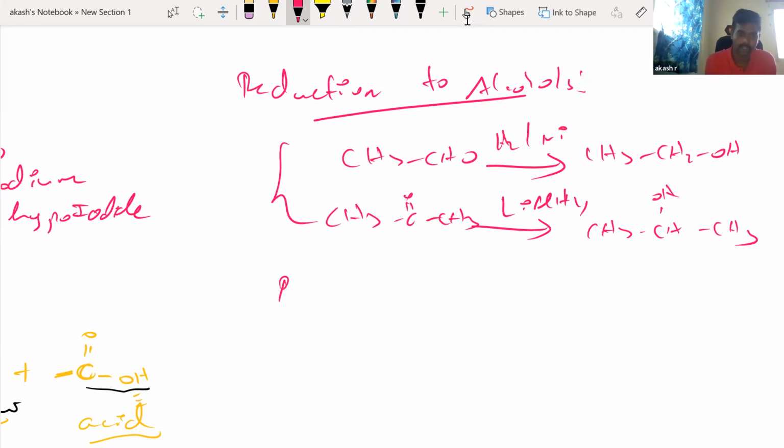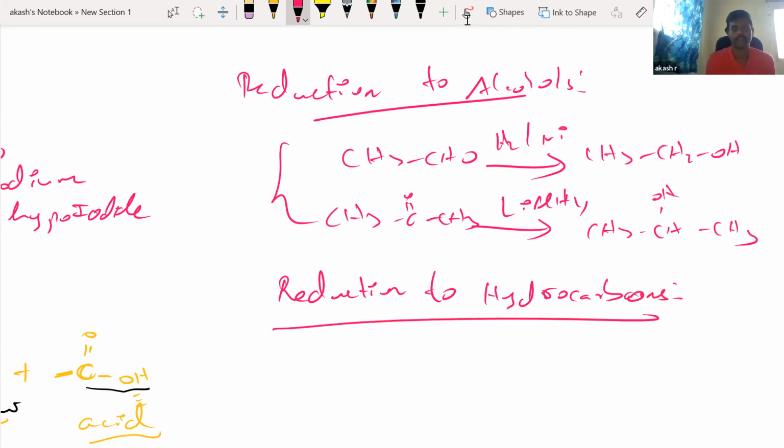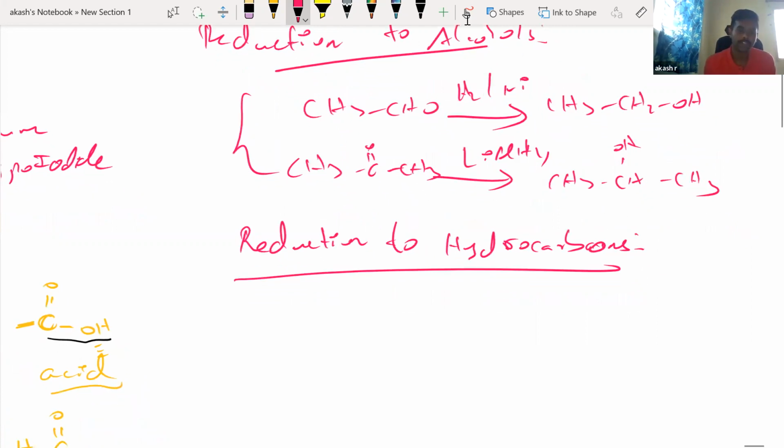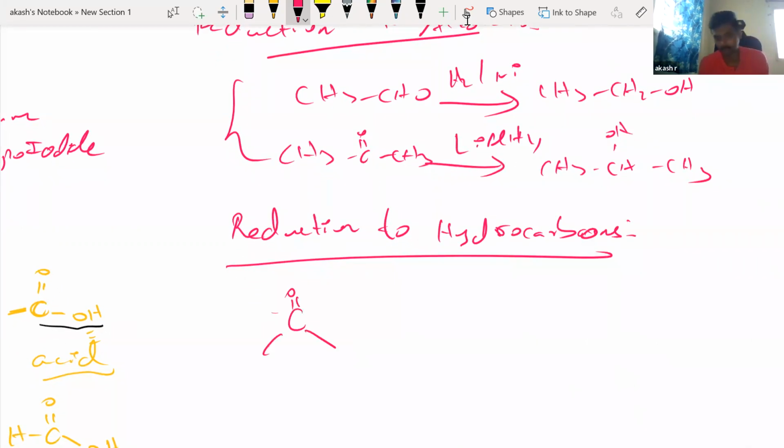Now what we are going to do is go for reduction to hydrocarbons. In this case, we are going to take your carbonyl compound, that is C double bond O, and use some reducing agent. I'm going to convert this C double bond O into CH2. We are just going to remove the oxygen and put two hydrogen atoms there. That is why we say it is getting reduced to normal hydrocarbons, alkanes.